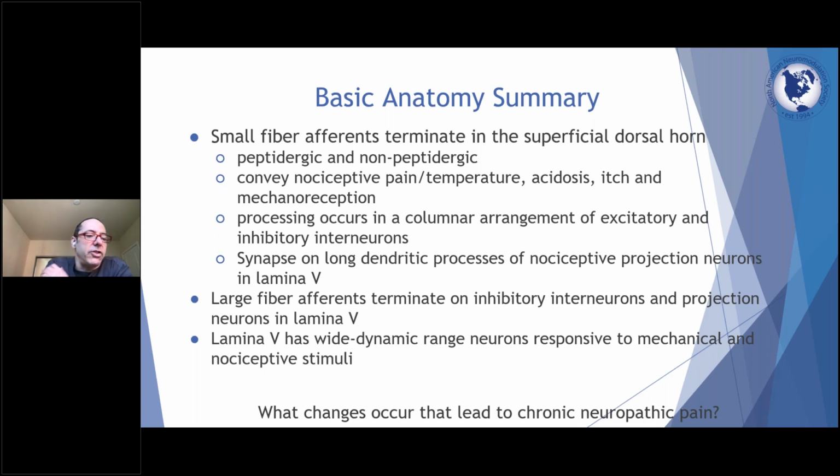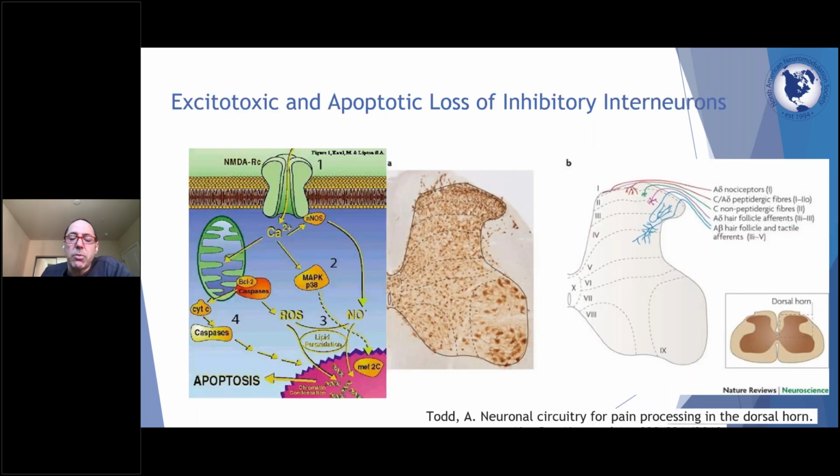But under conditions of nerve injury or other types of chronic pain, there's a change to what goes on in the dorsal horn. And one thing is that cells die. This is an image of a silver stain. After nerve injury, they're showing cell bodies that are lost, and you see there's a concentration of them up in the superficial dorsal horn as well as throughout the spinal cord after axotomy.